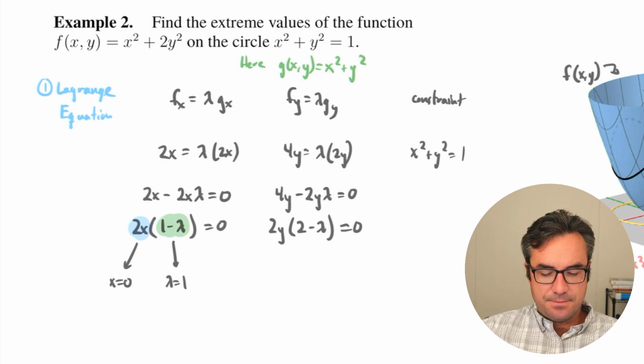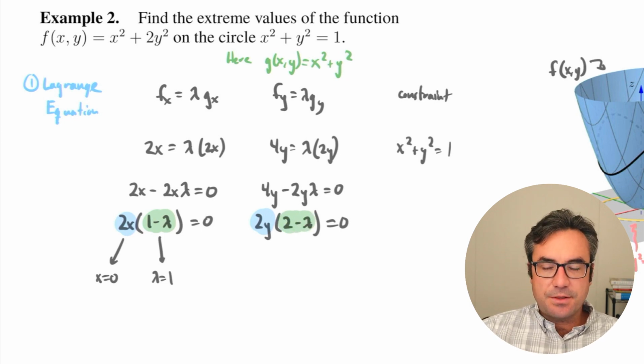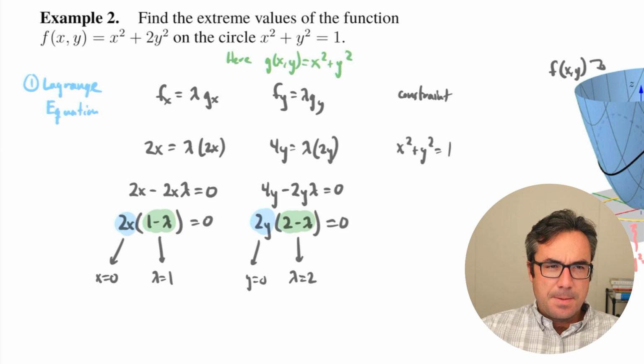In this case, let's keep solving. And we can set each of these factors equal to 0. And when we set the first factor, we get y equal to 0. And when we set the second factor, we get lambda equal to 2. All right.